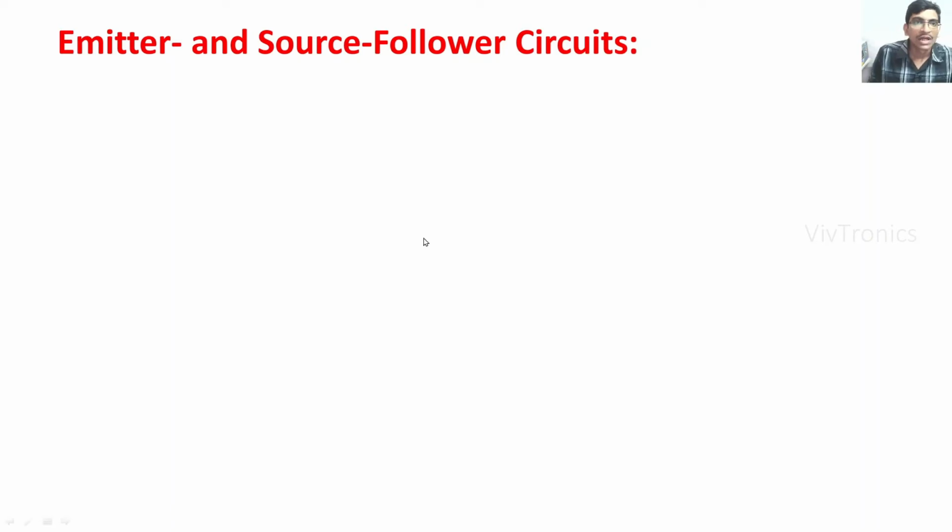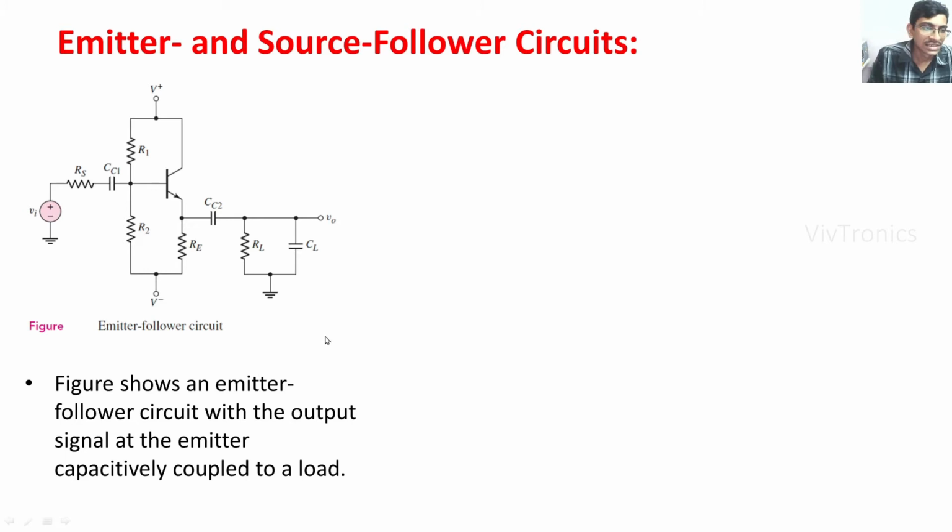Hello students, up to now we have seen the analysis of the common emitter, common base and cascode amplifiers at high frequencies. Now we are going to see the emitter and source follower circuits, that is nothing but the CC amplifier. This is the circuit for the emitter follower circuit.